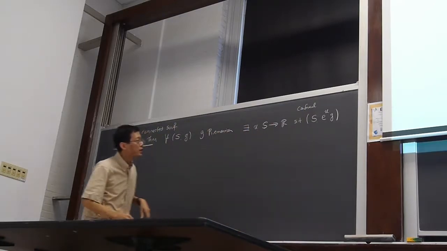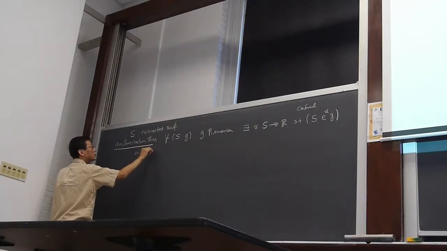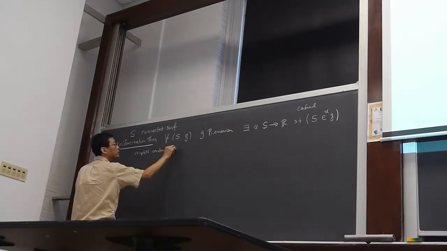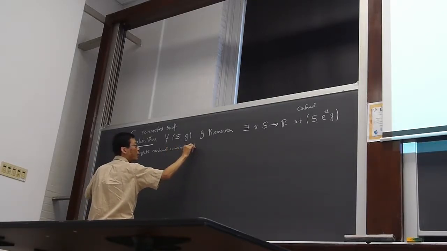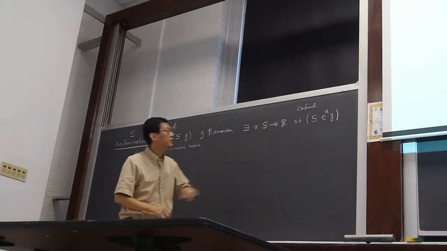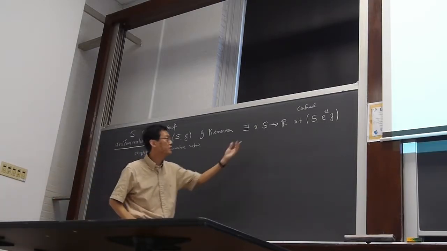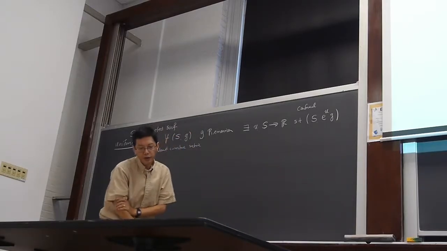And the new metric is a complete constant curvature Riemannian metric. So this metric is essentially unique. So if you assume the curvature is negative, and this function is also unique. So that's a uniformization theorem.